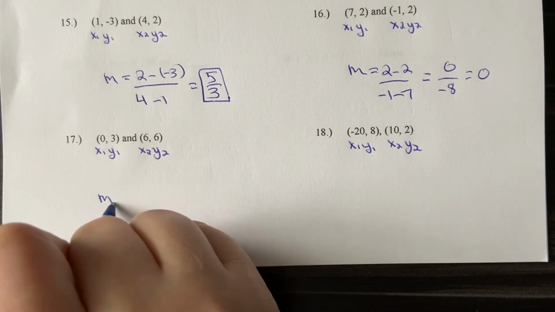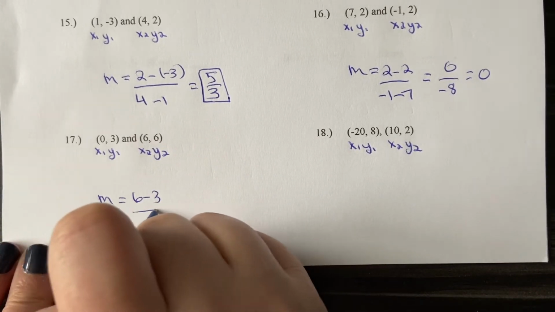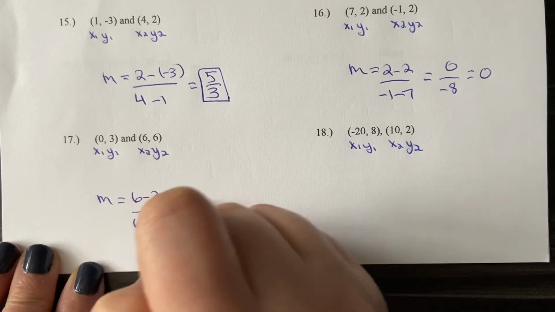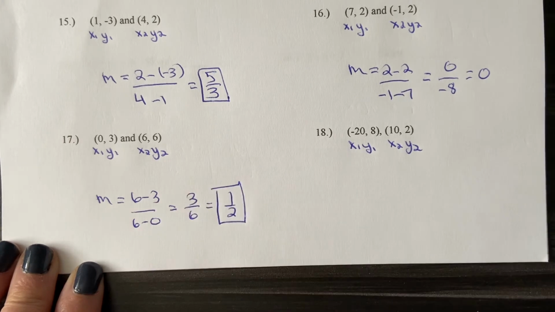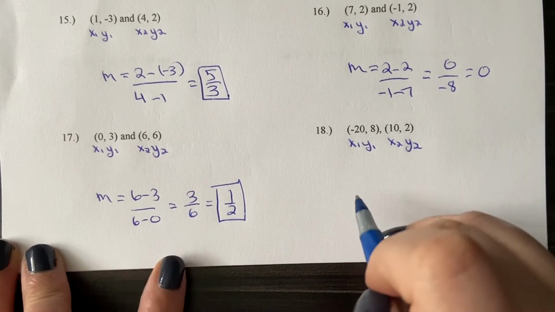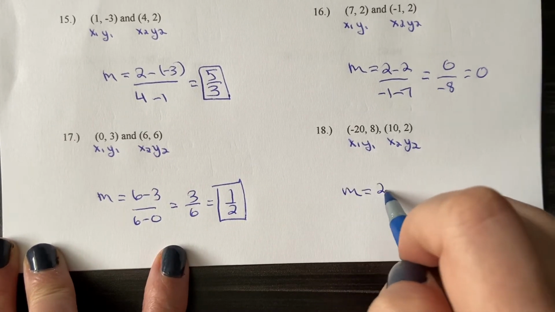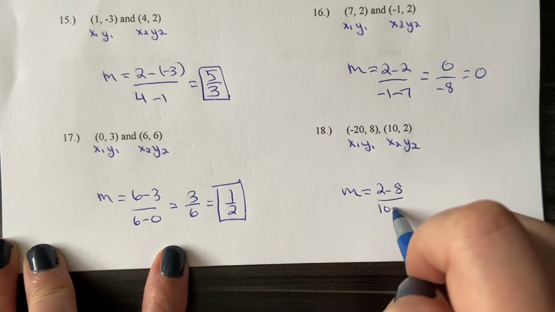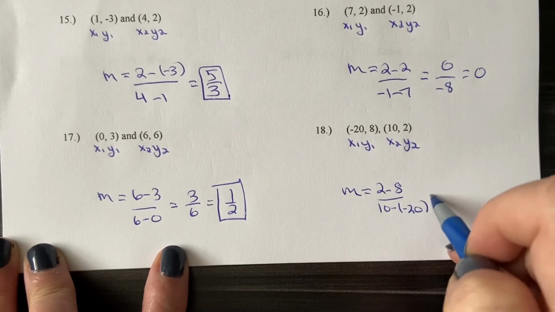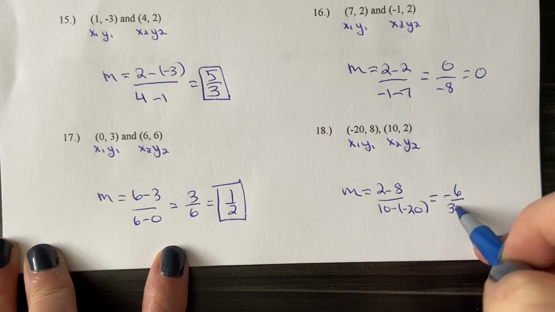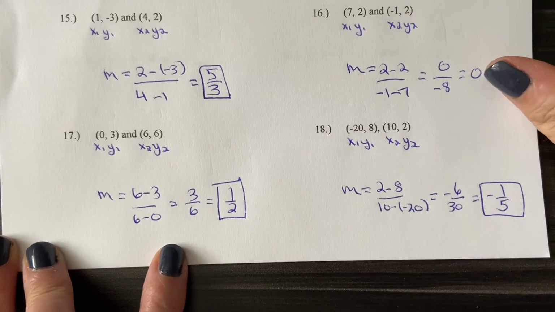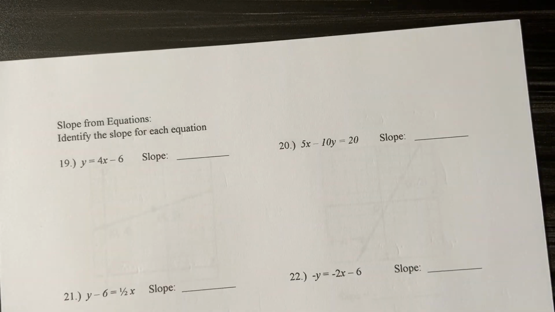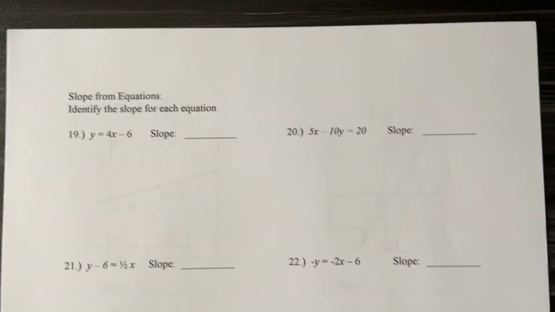17 is 6 minus 3 all over 6 minus 0, or 3 over 6. And again, try to reduce all your answers into lowest form. So that would be a half. This is 2 minus 8 all over 10 minus a negative 20, or negative 6 over 30, or negative a fifth. I know that page was a little bit repetitive, but that's just you practicing slopes. Then we get to this page.